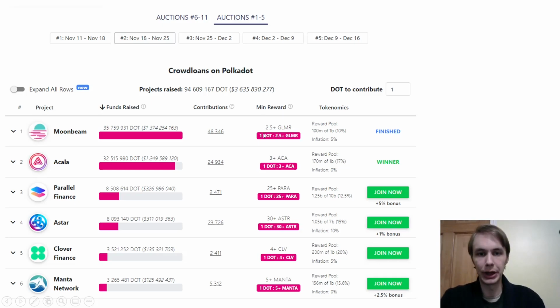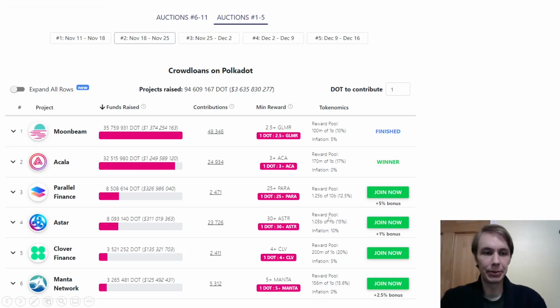The minimum reward right now is 2.5 GLMR. That's going to be the native token of Moonbeam per DOT, etc. But what's interesting now is that we're not in the early stages of the Parachain auctions anymore. If you were around and looking at this back before this first one started, a lot of these protocols were offering pretty decent bonuses on top of the rewards you'd be getting for your DOT just to donate early to get them moving.